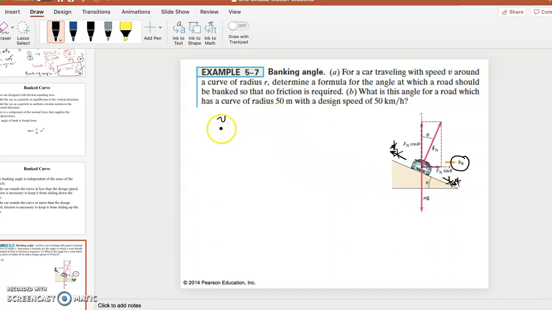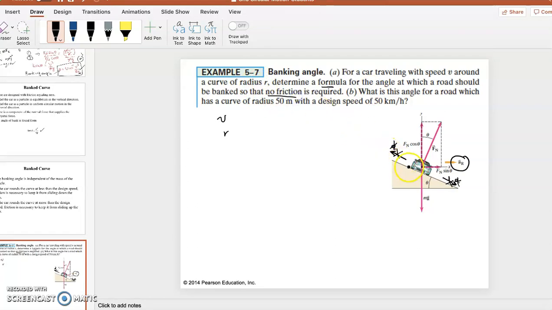So simply, there is a curve of radius r, and the speed of the car is v. Determine the formula. If he said determine the formula, it means you have to determine the formula. You cannot just plug it in. For the angle at which the road should be banked, this is a real question for engineers: at which angle should the road be banked so no friction is required?